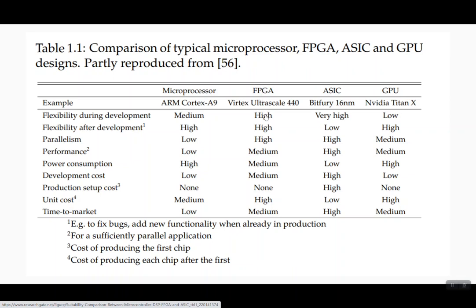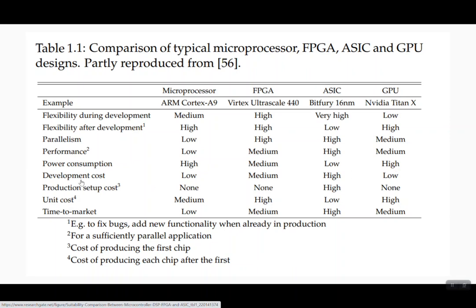FPGAs, as you can see, are very high in flexibility during development because they are reprogrammable. Flexibility after development is high, and in the ASIC case it is low because they're application specific. Parallelism is high in both cases. Performance is medium, and in this case is high. Power consumption, depending on which FPGA you're working with, can be high. In the ASIC case it's low, but I think both can be very high, like in microprocessors and GPUs as well.